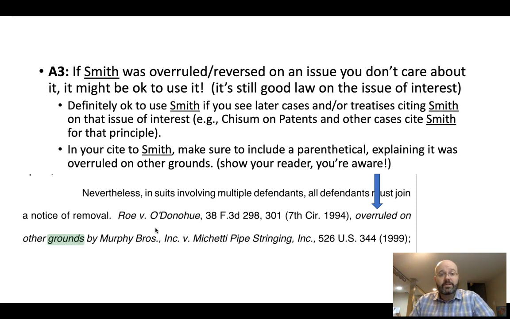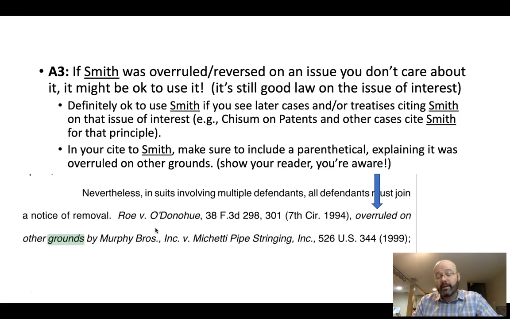Now, in your cite to Smith, make sure to include a parenthetical explaining it was overruled on other grounds. You want to show your reader you're aware that it was reversed or overruled on other grounds. And so I have an example here from a real brief. I just pulled a rule out of it. And my blue arrow points to overruled on other grounds. So Roe v. O'Donoghue is still good on this point that multiple defendants, all defendants must join a notice of removal. Okay.